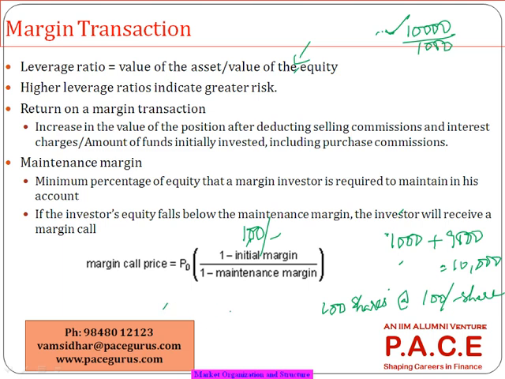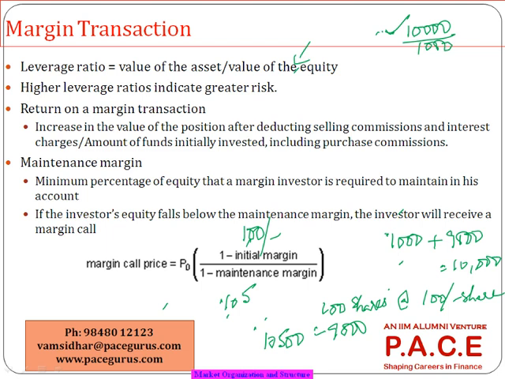Now let's say at the end of the day, the price has gone to 105. So your total portfolio worth has become 10,500: 105 per share into 100 shares. So you sell it off, refunding your 9,000 to the broker. You will not be charged anything extra there, since most of the time it is intraday.